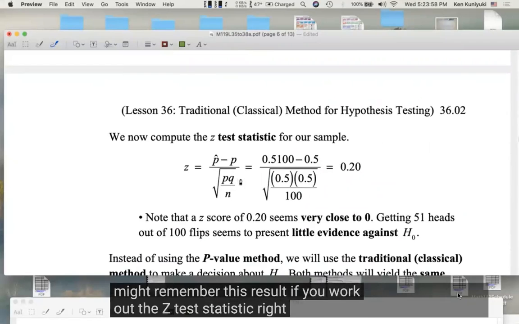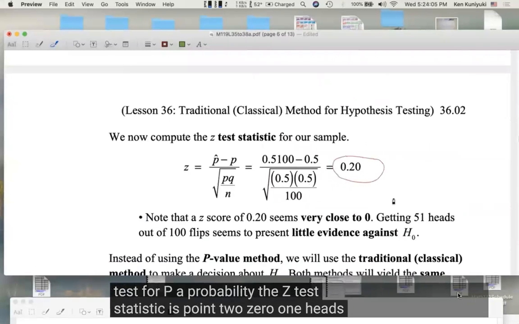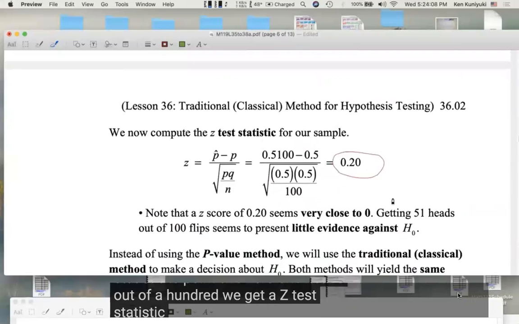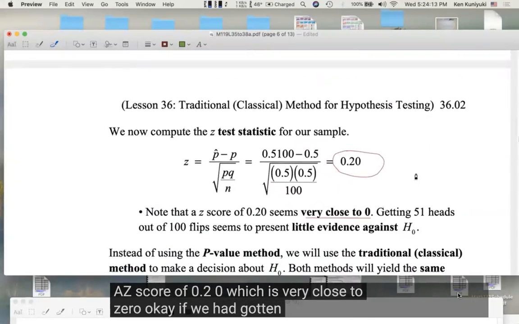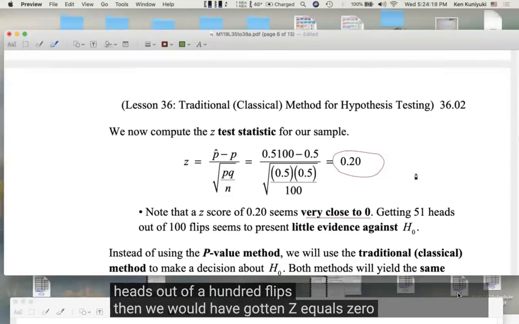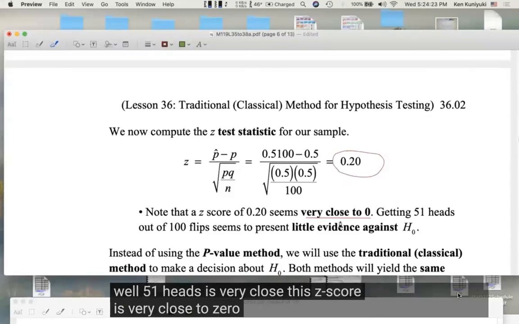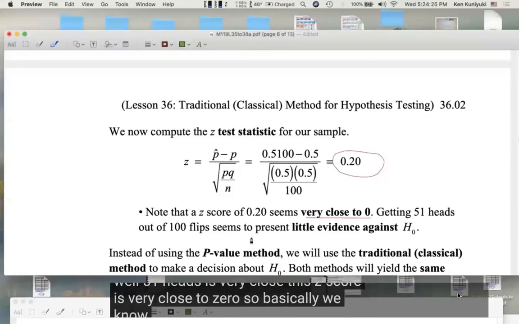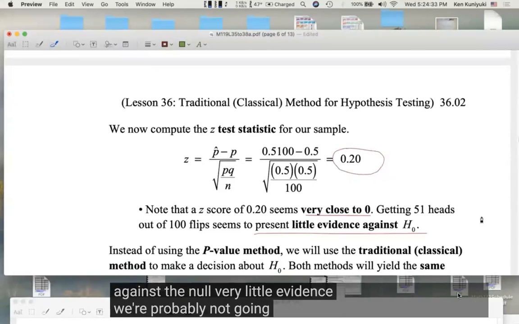And in fact, you might remember this result. If you work out the Z-test statistic, it's a test for P, a probability. The Z-test statistic is 0.20. 51 heads out of 100, we get a Z-score of 0.20, which is very close to 0. If we had gotten exactly 50 heads out of 100 flips, then we would have gotten Z equals 0. Well, 51 heads is very close. This Z-score is very close to 0. So basically, we know right now very little evidence against the null. Very little evidence. We're probably not going to call David a liar.